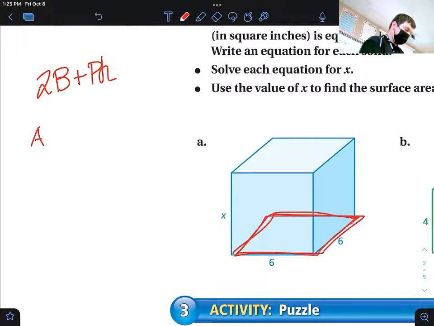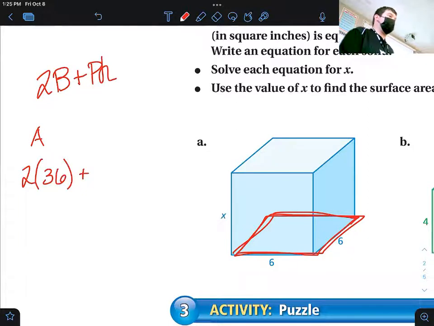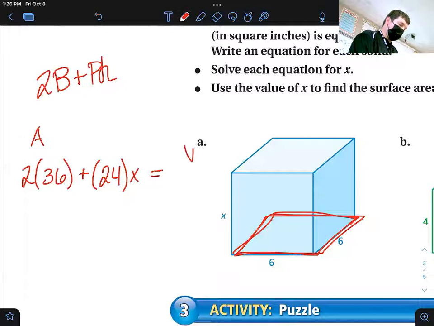So I'm going to do 2, and then my capital B is going to be 6 times 6. Lucy, what's 6 times 6? Good. Plus the perimeter would be 6 plus 6 plus 6 plus 6, or 6 times 4, which is 24. I feel like we just did this one on the Christmas thing. It was like the same numbers. And then the height is x. So all of that represents the surface area. That is going to be equal to the shape's volume.